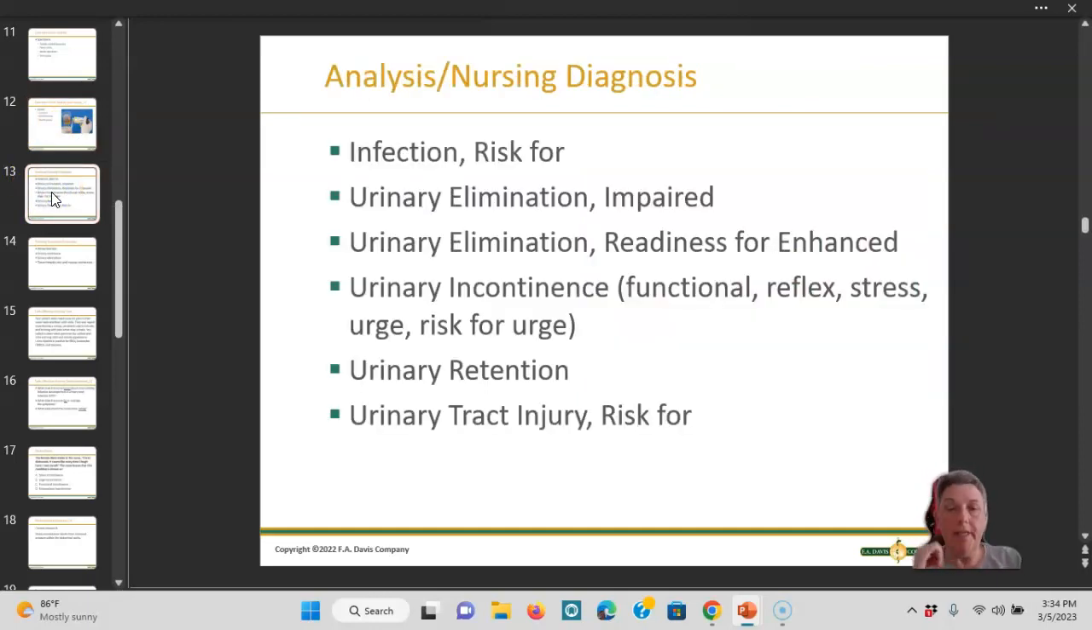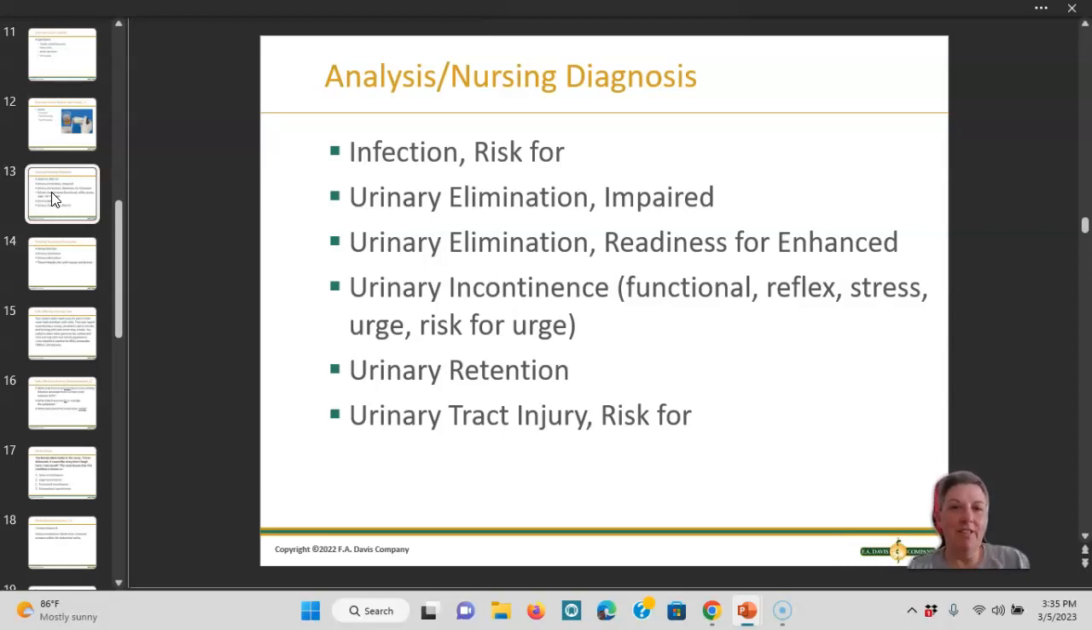All right, so some of the nursing diagnoses that come from the urinary system: risk for infection, impaired urinary elimination, readiness for enhanced urinary elimination, urinary incontinence, which could be functional, reflex, stress, urge, or risk of urge. So you need to know those and why they're different. Functional urinary incontinence, reflex, stress, urge. So once you've had more than one kid, one baby, you're at risk of urinary incontinence when you sneeze, laugh, etc.